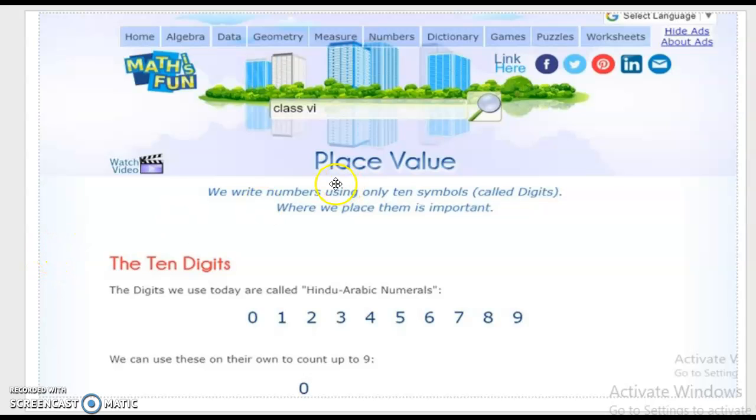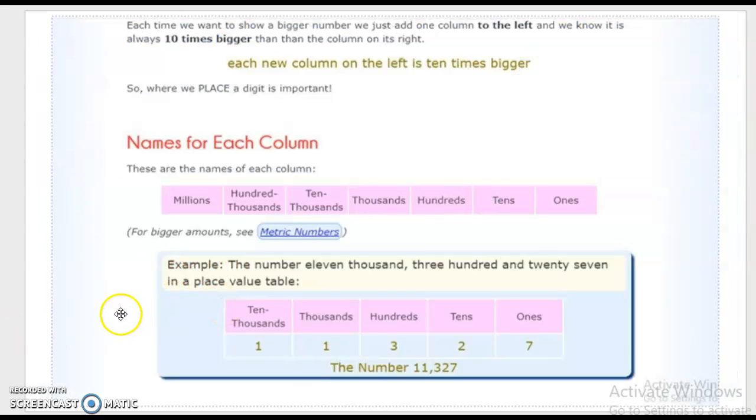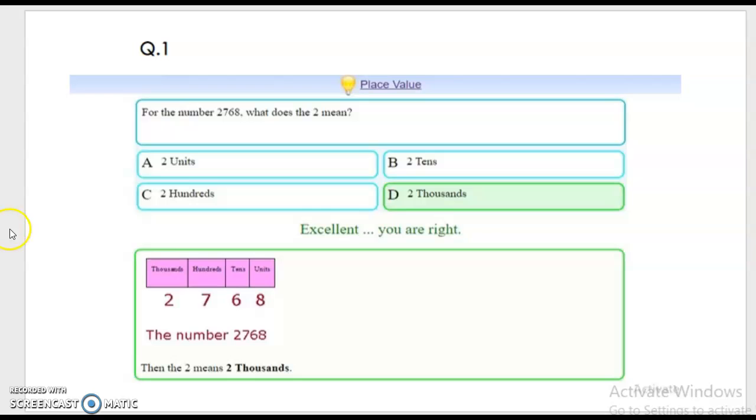What is a place value table? Place value table means some boxes, starting from 1 is a box, 10 is a box, 100 is a box, 1000 is a box, 10,000 is a box, 100,000, millions, and so on. So 1, 10, 100, 1000, 10,000. Next slide.